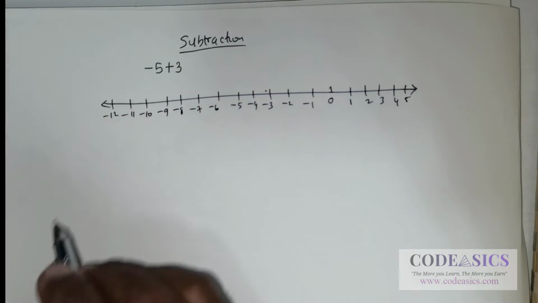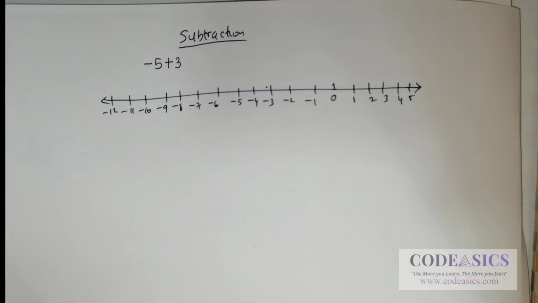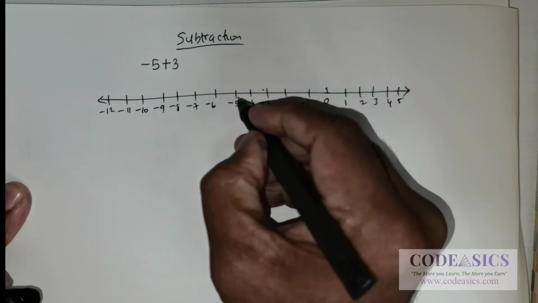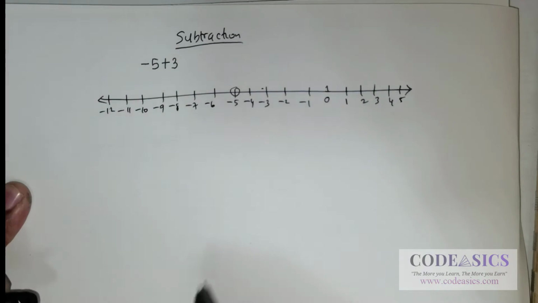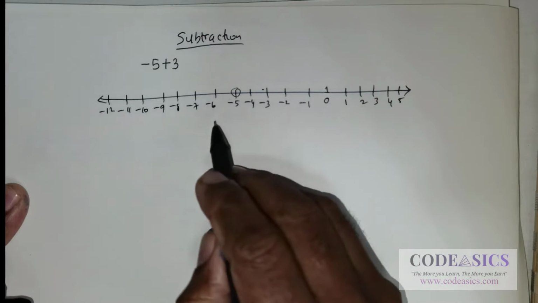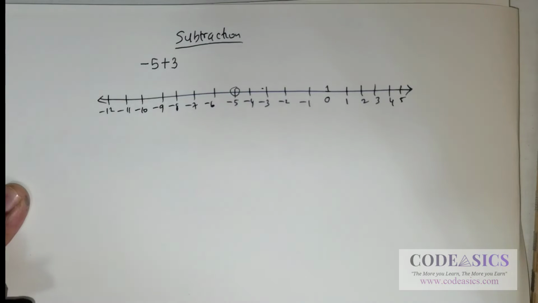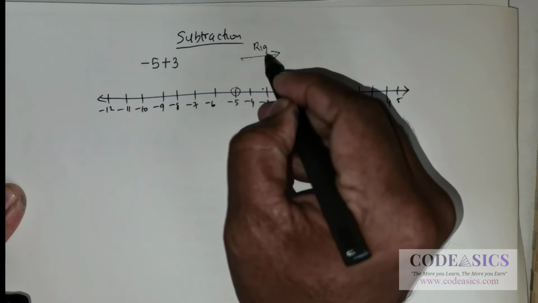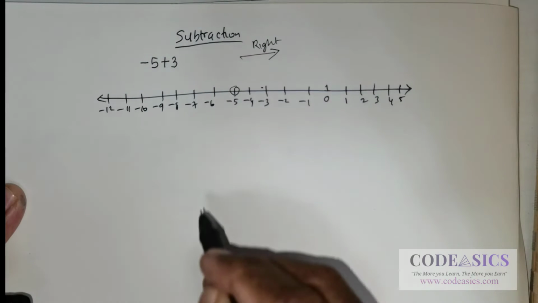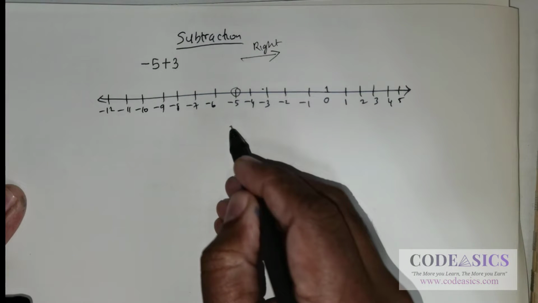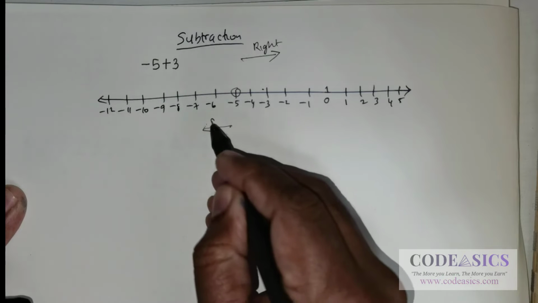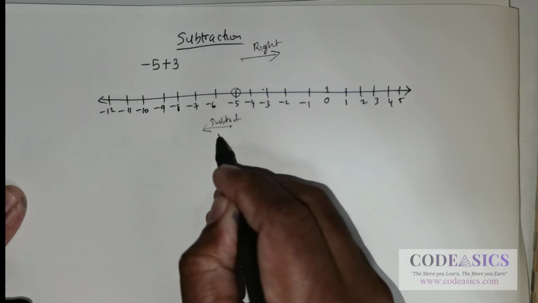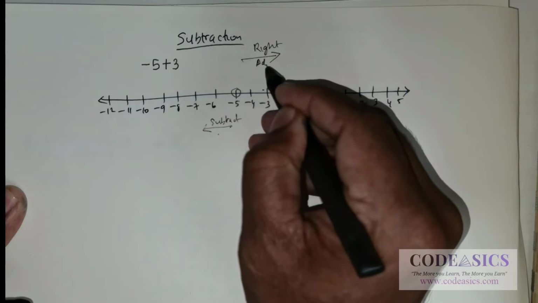Now negative 5, go and look for negative 5. So on the number line I see negative 5 over here. Now I already mentioned, if you want to add a quantity, you should always move towards the right. If you want to subtract a quantity, always move towards the left. So this is to subtract and this is to add.